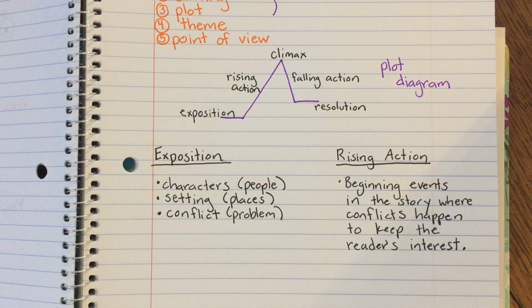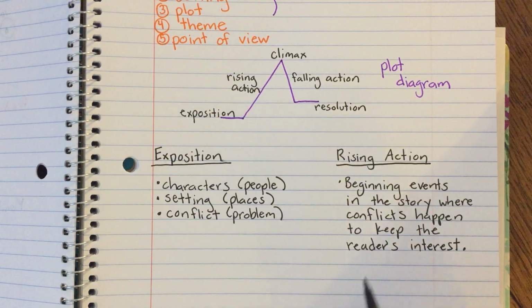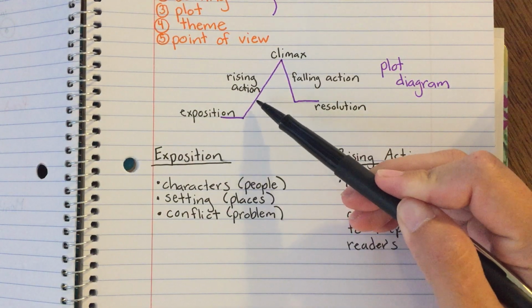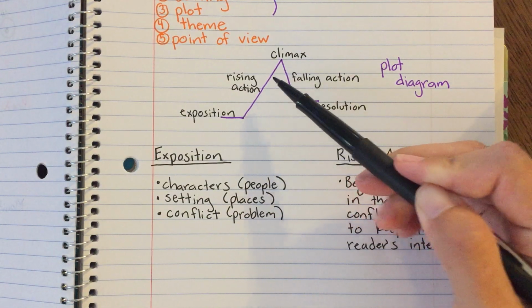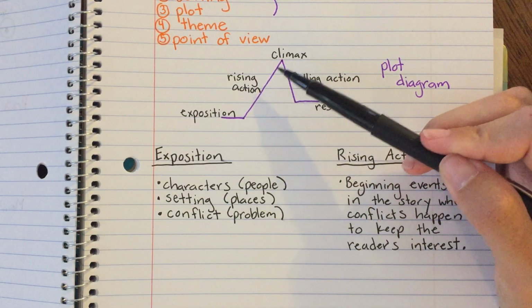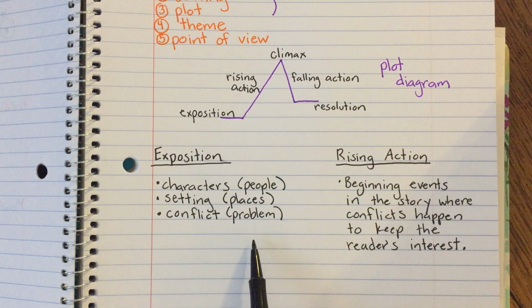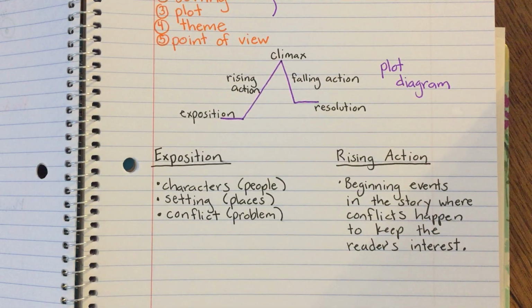So if we just had our one problem and then it was magically solved, the story would be over. Instead, things continue to happen through the story, and it builds up your excitement and keeps you interested because things keep happening so that the character cannot resolve their problem. And that's our rising action.